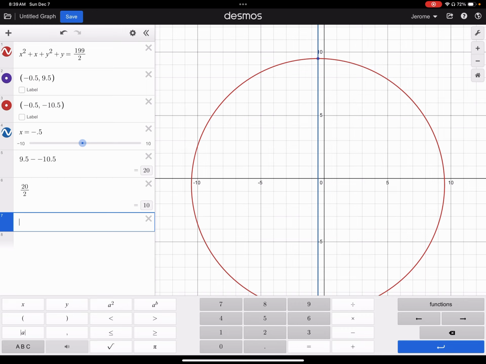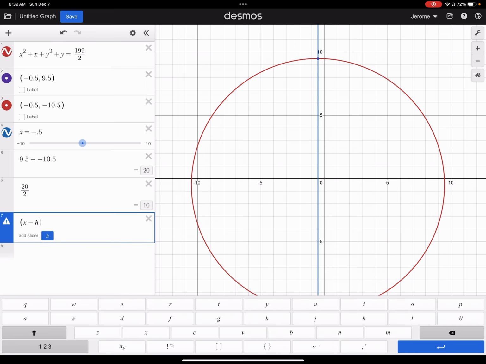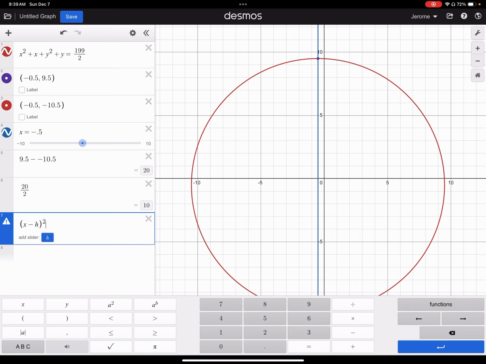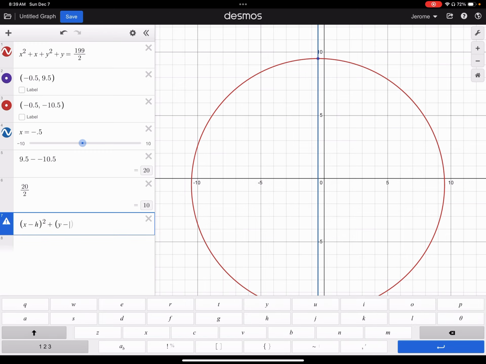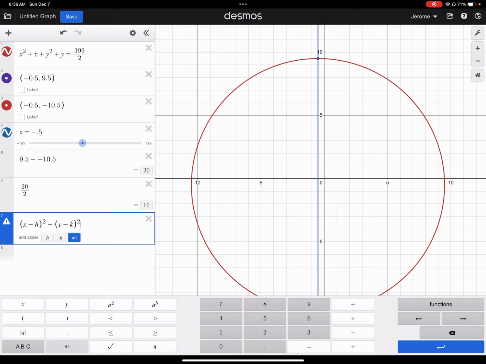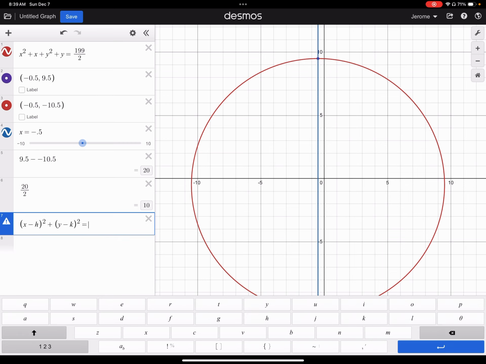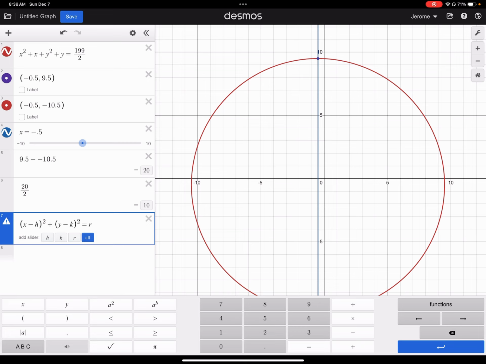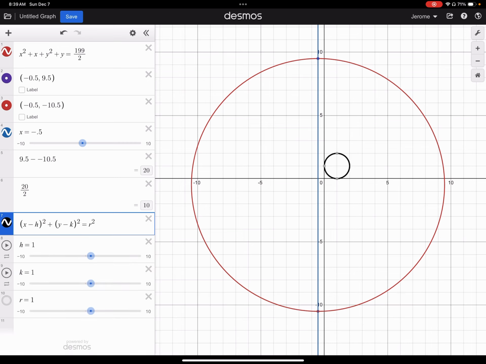Let's go ahead and type in the generalized form of the equation of the circle, which we just derived here, as x minus h, and we'll turn that into a slider momentarily, squared, plus parentheses y minus k, and then square that guy, and then is equal to our radius squared, and then we will just add in sliders for all of these things. And now all you got to do is just shift some stuff around until you get our black circle right exactly on top of the red circle. It's like a little game, right?